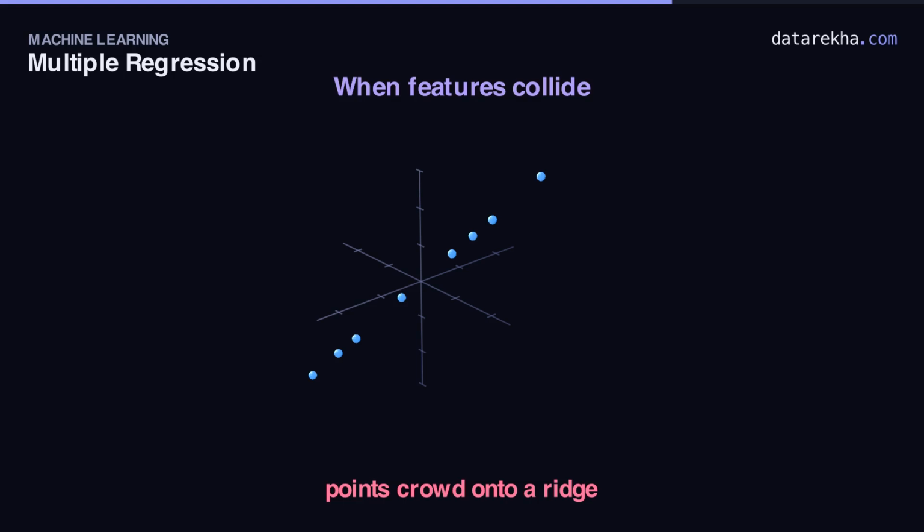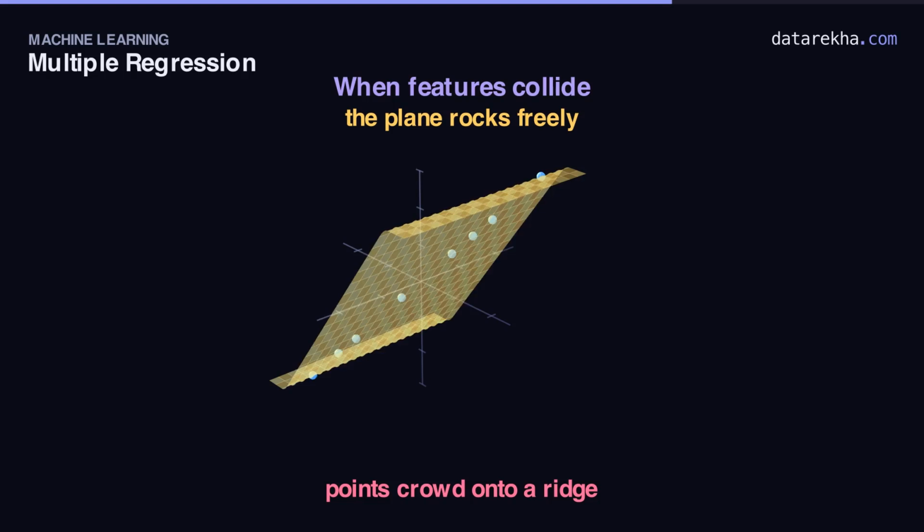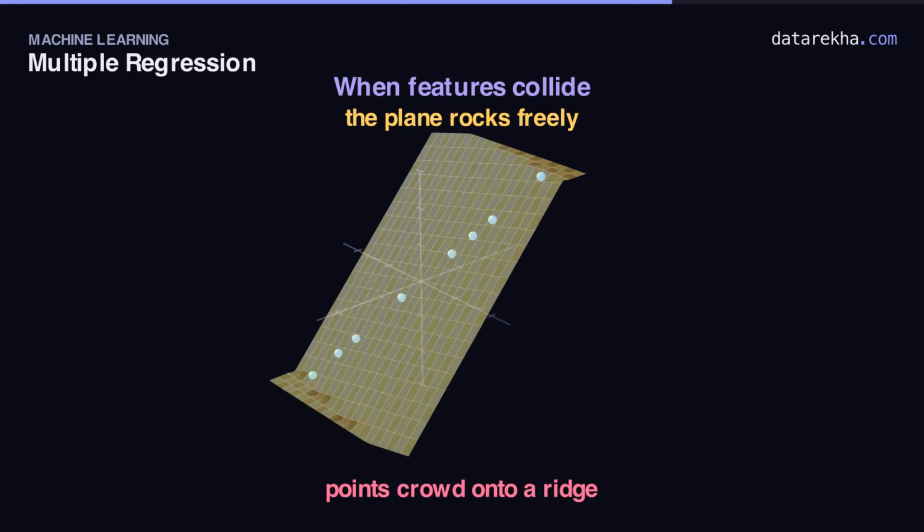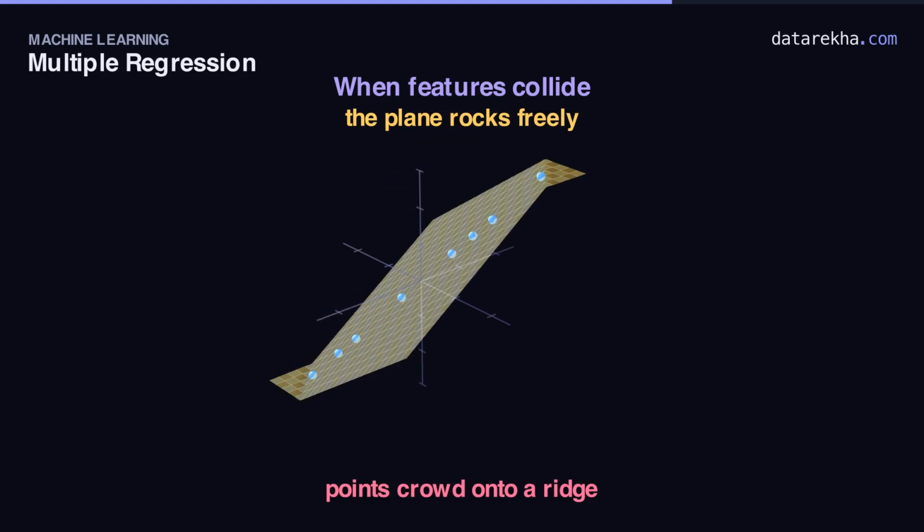Every example lives essentially along one direction, and a plane resting on a single ridge is free to rock. Tilt it steeply toward x1 or steeply toward x2. As long as the two tilts trade off, it still lays right across the same points. The data cannot pin it down.